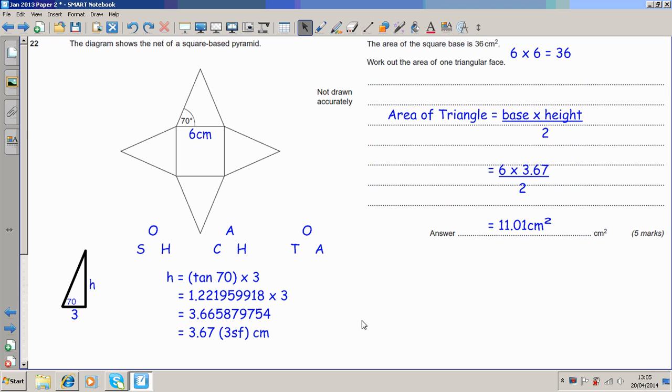That's a tricky question, that one. It's the sort of thing they're doing more and more often, where they're mixing together your area and your trigonometry and different rules at the same time. Okay, it's trying to pick off all the skills that you need to answer the question. Okay, well, hopefully that follows. 11.01 centimetres squared.